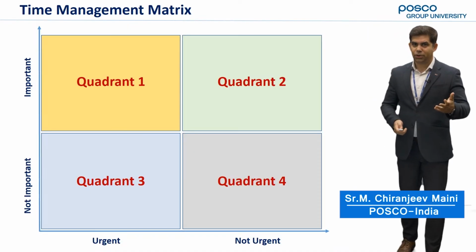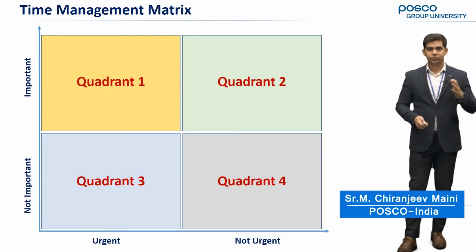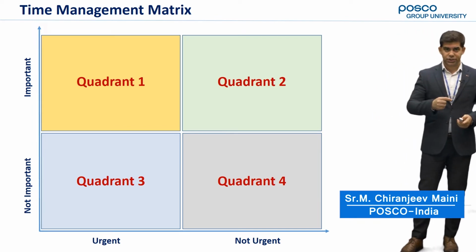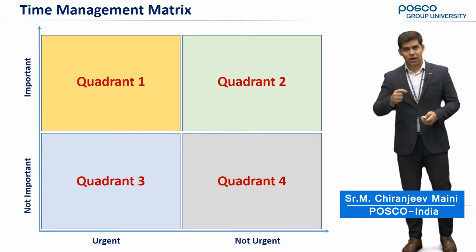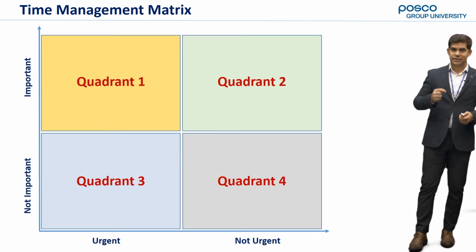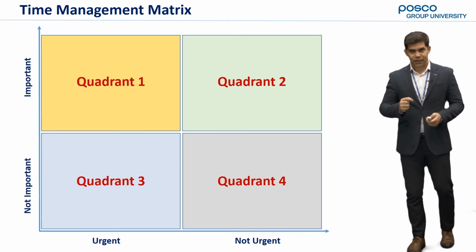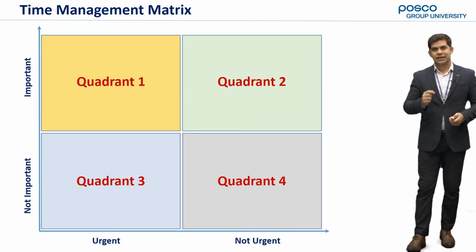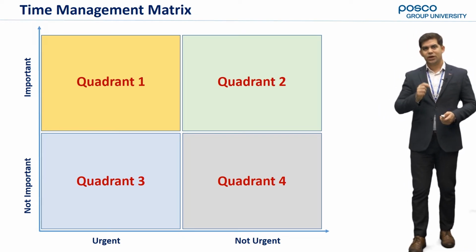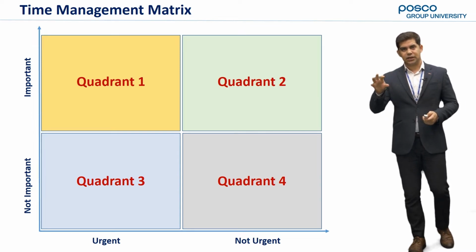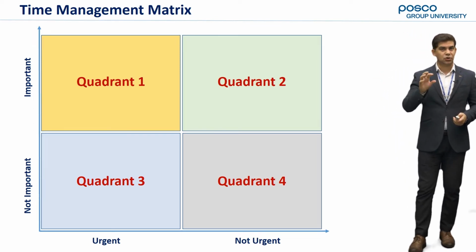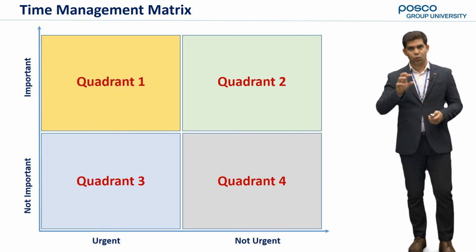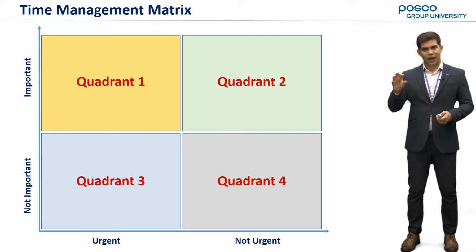I will straight away jump on to the time management matrix, which talks about that there are tasks which are urgent and not urgent. There are tasks which are important and not important. And Dr. Stephen Covey has presented it in a brilliant fashion in the Time Management Matrix, where he says that all your tasks, be it personal or professional, are divided in 4 quadrants. Quadrant 1, 2, 3, and 4.